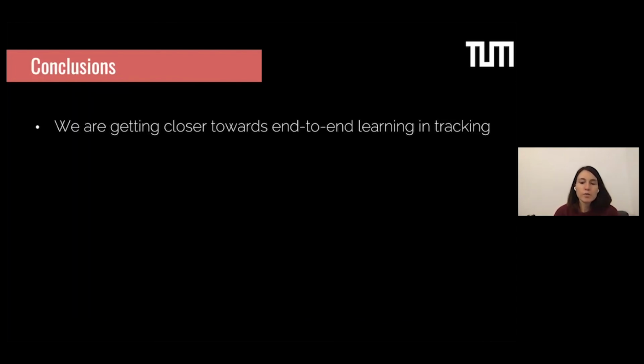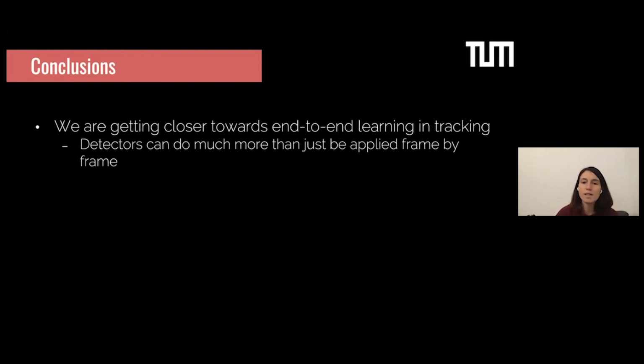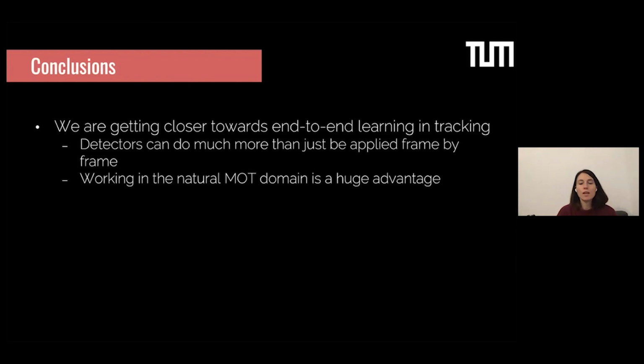So I now want to come to a conclusion for this talk. I talked a little bit about methods that got us closer to end-to-end learning in multiple object tracking. And I'm really excited that, for example, we can reuse detectors much more than just the classic applying them frame by frame, so that we can solve all these easy scenes. And then we can work on the real hard tracking problems. And for this, we propose a solution in which we do learning in the natural domain, which is the graph domain. And this is shown to have quite some advantages, actually.